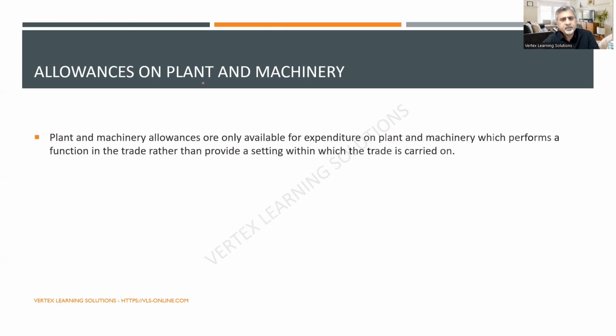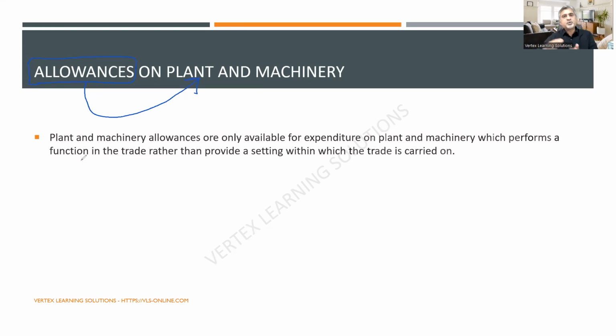That does not matter. So plant and machinery allowances are only available for expenditure on plant and machinery which performs a function in the trade rather than provides a setting within which the trade is carried on. Now, what does that mean? Like I told you, you had two methods of depreciation, straight line and reducing balance. Here I'm not saying depreciation, I'm saying allowances. So one type of allowance is available on plant and machinery. We call it plant and machinery allowance.